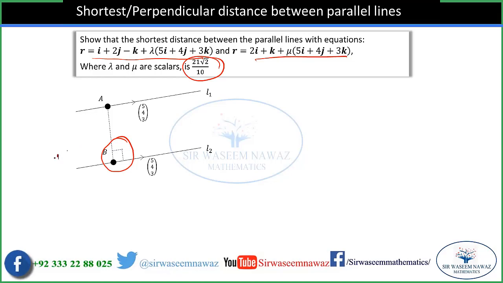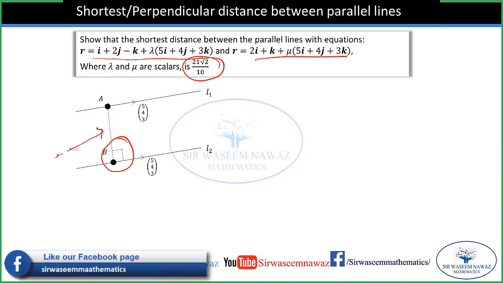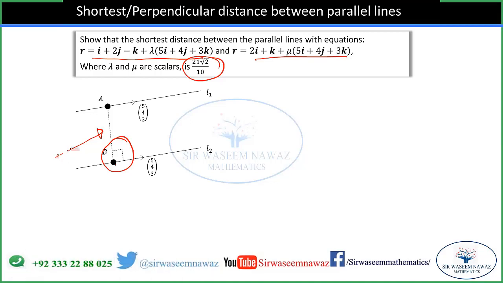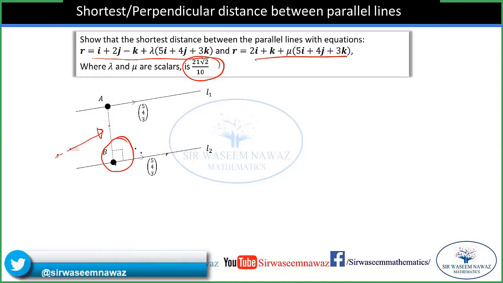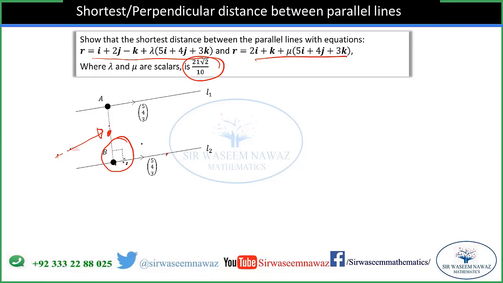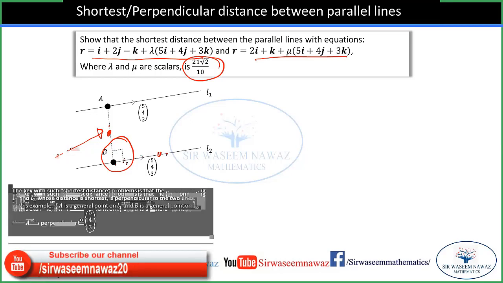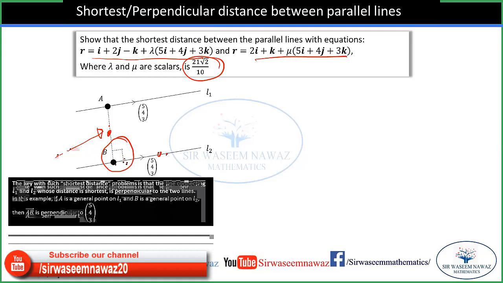So what is the idea here? That we get some column vector for this AB. If I get the column vector of AB, then this line and this L2 or L1 must be perpendicular to each other. And what we have done, for perpendicular, their dot product must be equal to 0. Okay, let's see how we will do that. This is the idea behind it.